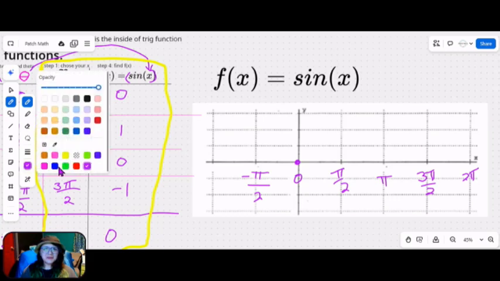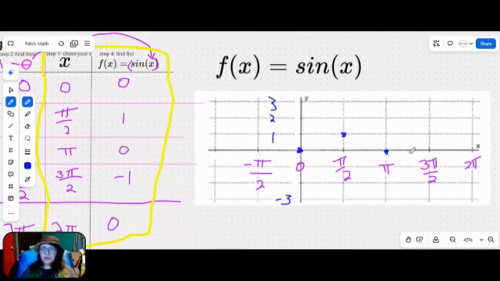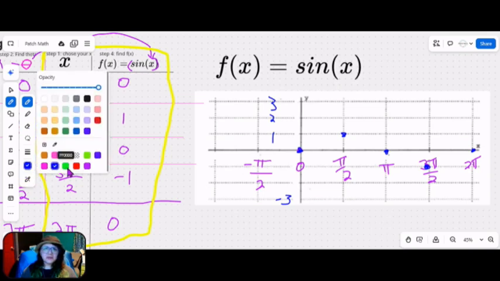So 0, 0. We're now going to graph. I already put that point there in purple. But yeah, 0, 0. Then pi over 2, 1. This is 1, 2, 3. This is negative 1, negative 2, negative 3. So that would give us 1 here. Then pi, 0, midline. 3 pi over 2, negative 1. 2 pi, 0. And now we just kind of sketch our graph through those points.